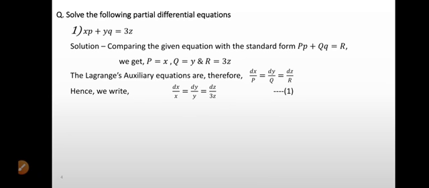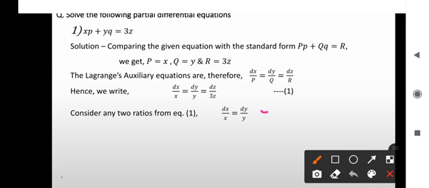Now to find a solution, consider any pair of these three ratios and find a solution, and repeat this procedure one more time. So consider first two ratios of this equation 1, dx upon x equal to dy upon y. This equation is such that all the terms containing x and dx are on one side and the terms containing y and dy are on another side. So this is variable separable form of differential equation, and hence we can integrate both the sides with respect to x and y respectively to get the solution.